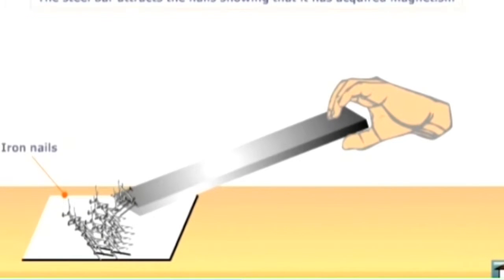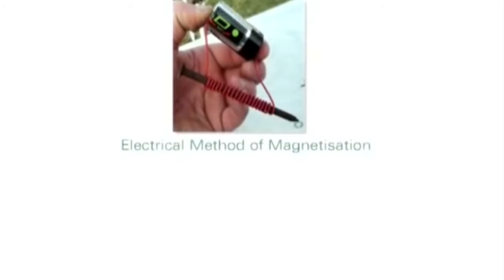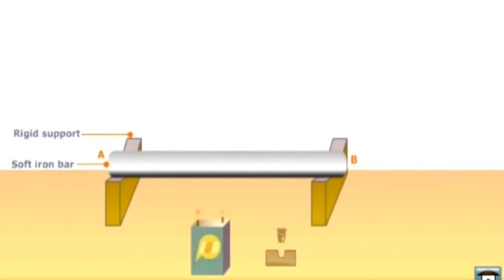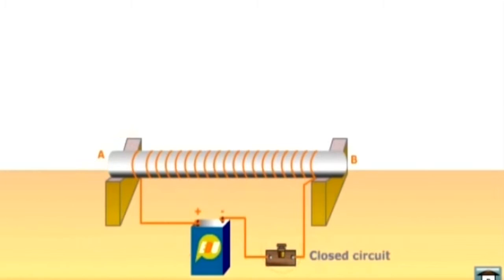And again, we have said this method is called double touch. Now, the other one that we want to look at is electrical methods of magnetization. So here we have to wound a wire to form a coil or a solenoid and place it on a rigid support, then a soft iron bar, insulated copper wire, then we connect it to a battery, which is a source of direct current.